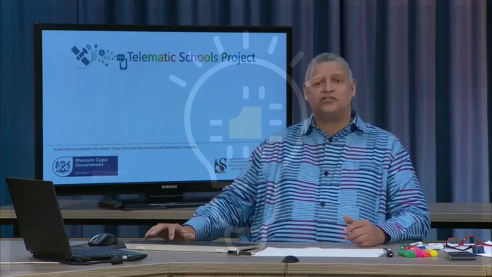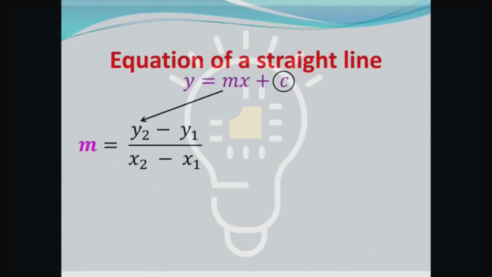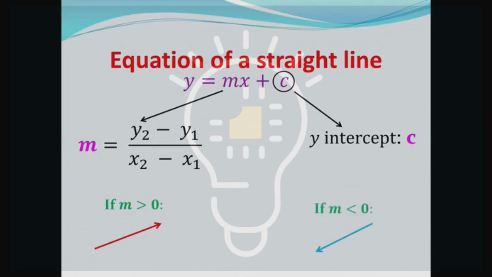Let's have a look at the equation of a straight line. We know that that equation is y is equal to mx plus c. And then, of course, the m stands for the gradient, which is given by the formula y2 minus y1 over x2 minus x1. And the c in that formula stands for the y-intercept. If the gradient is positive, the line will go in that direction. In fact, the line has the gradient similar to the line y is equal to positive x. If the gradient is negative, the line will go in that direction there. And so there we have it.